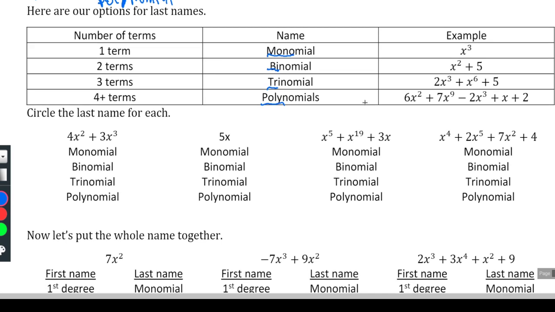So for these next, we're going to circle the last name. Anybody want to just throw out a guess for the first one? It is a binomial, yep. This next one, only one term. Anybody else? Yep. Monomial. And for three terms? Perfect. It's a trinomial. And as we said before, anything with four or more terms is a polynomial.